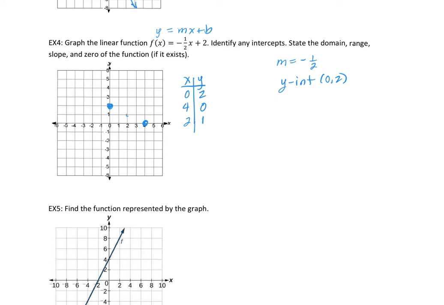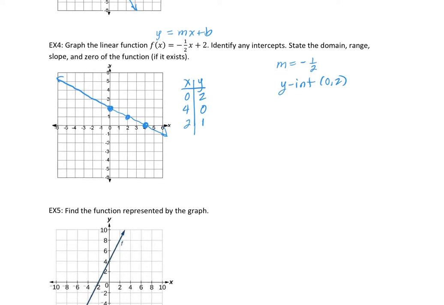Did I do my math correctly? Looks like I did. So now I can graph my line, label a couple points, so 0, 2, and I'll label the intercepts. This would be 4, 0. So let's see, we graphed the function, we identified one intercept, but in the process of graphing I found my x-intercept as well, which would be the point 4, 0.